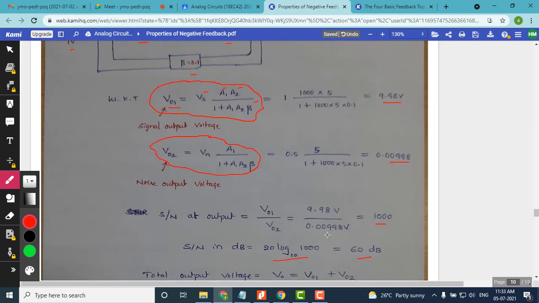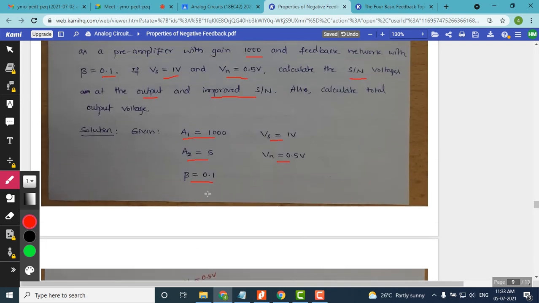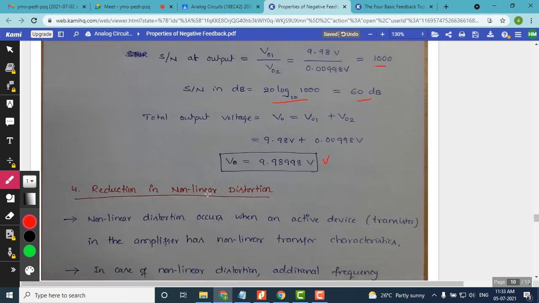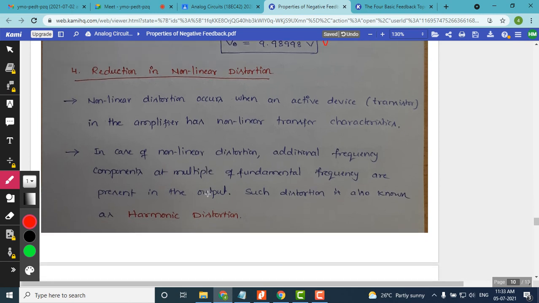Any question about the noise reduction property? So far we have discussed this noise reduction property. I hope we have solved an example to understand the concepts we have discussed. And next we are moving to another important property of negative feedback amplifiers, which is reduction in non-linear distortion. Are there any questions to answer at this point? Any doubts or questions from students? I hope everybody is with me.